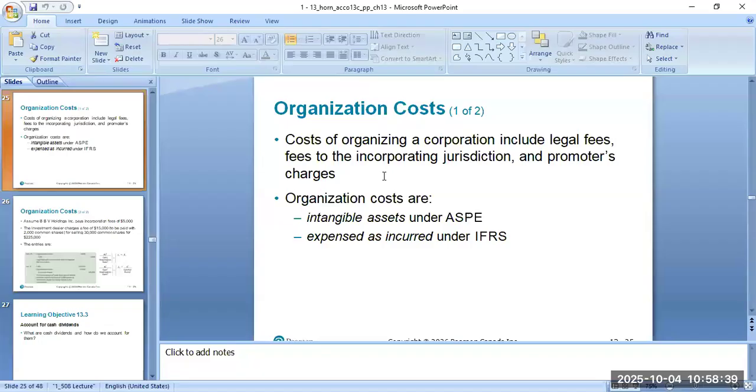Cost for the legal fee, incorporating, promoters, anything for opening the company is called the cost of organization of the corporation. How are we going to treat those? We have two ways. Under the accounting standard for private enterprises, they have to show these expenses as an intangible asset. If you're a public company, you can directly expense this cost.